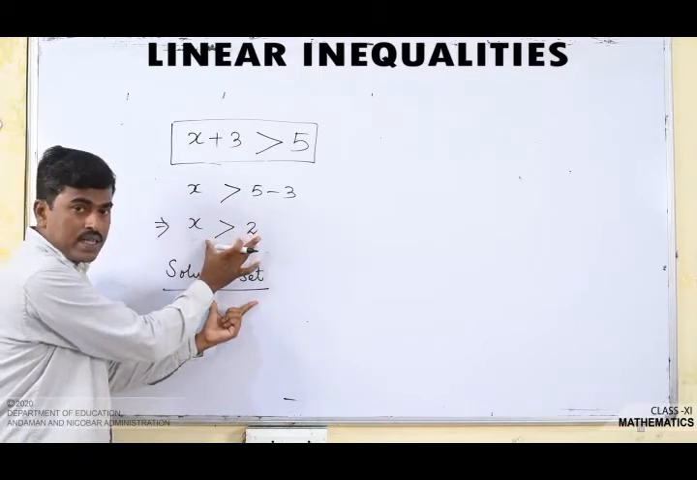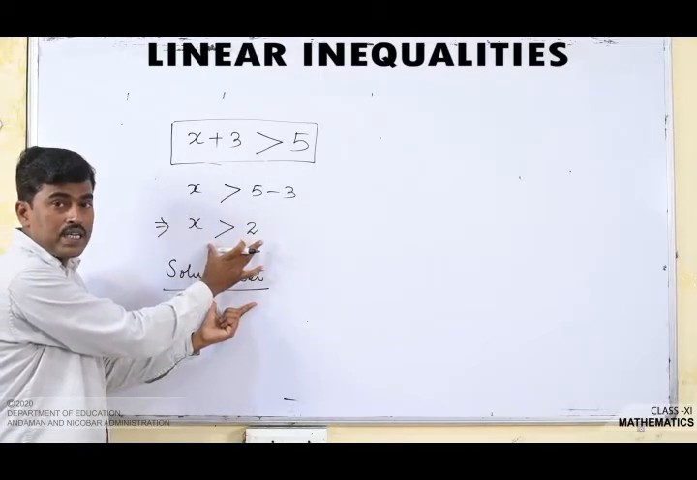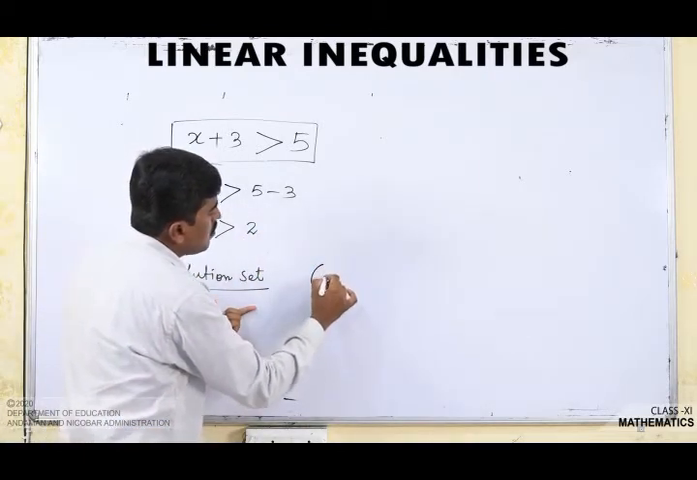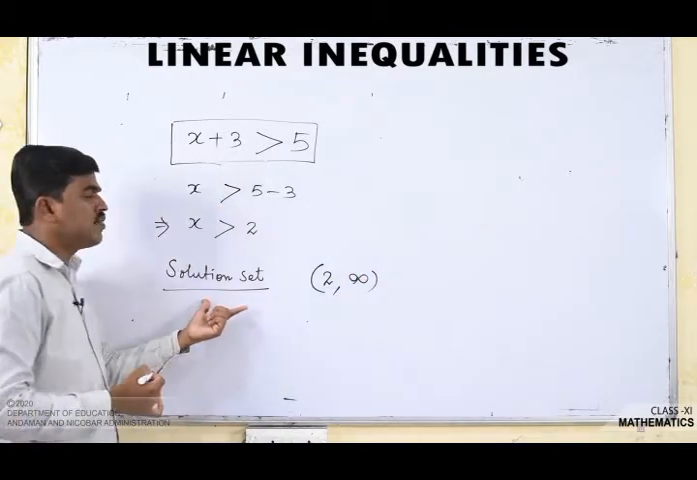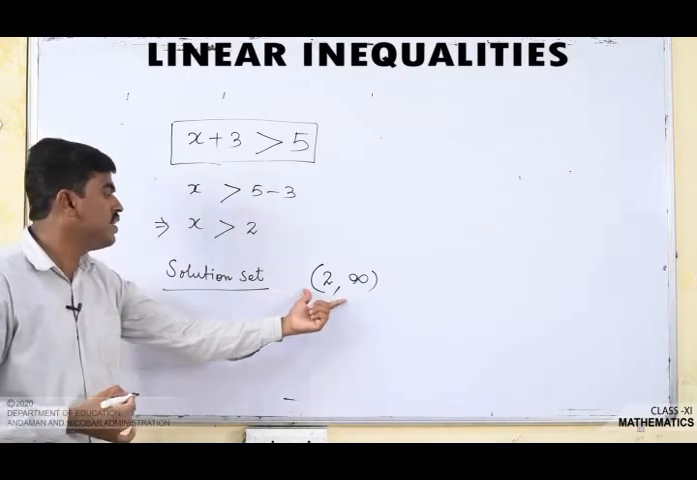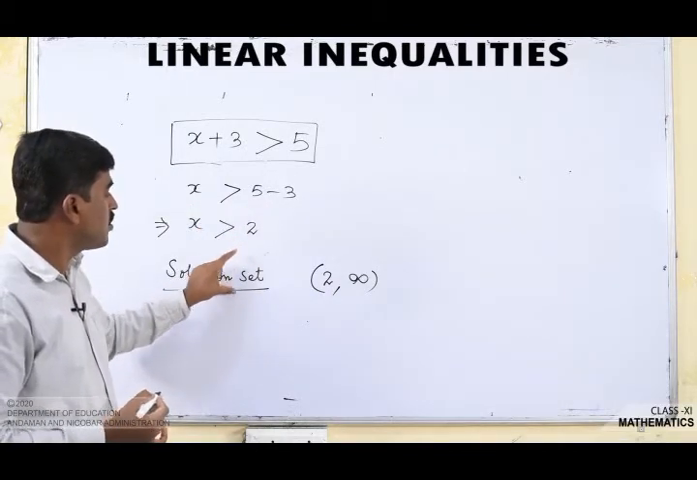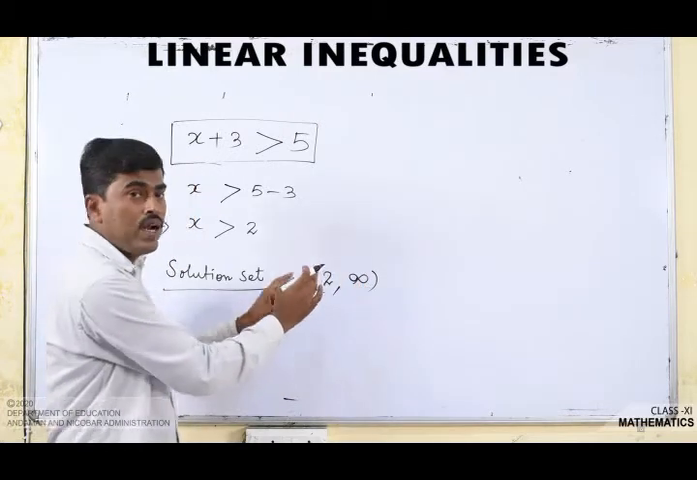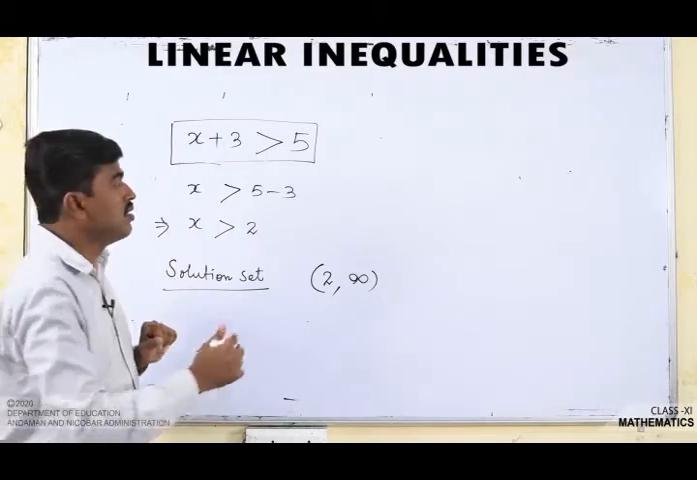So x is greater than 2. You already know how to write x greater than 2 in the form of an interval. It is the open interval 2 comma infinity. That means all real numbers greater than 2 are the solution of this inequality.